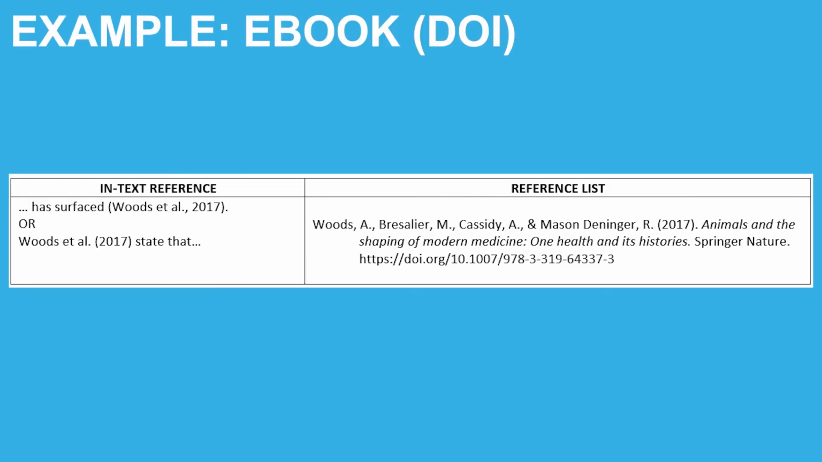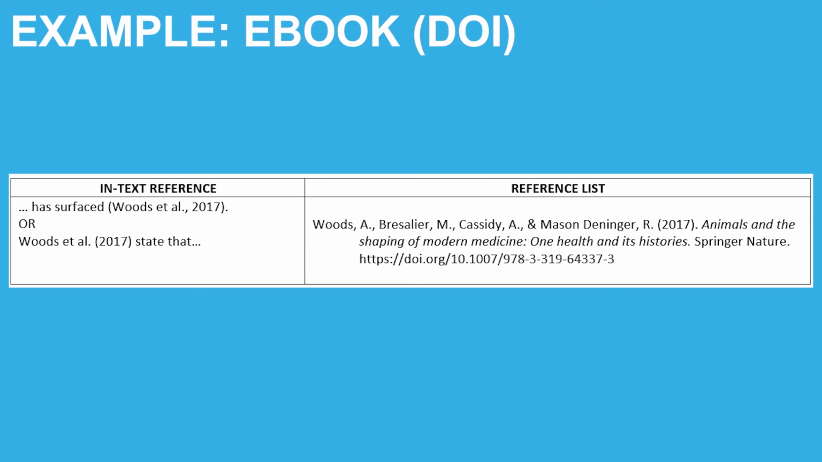Our final example is an ebook that has a DOI. In APA7th, a DOI is always preferred. Because this book has 3 or more authors, the in-text reference would read the lead author, Woods, et al, full stop, comma, the date of publication, 2017, inside parentheses.